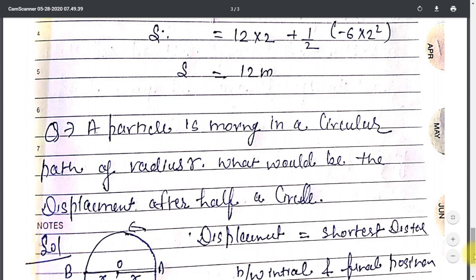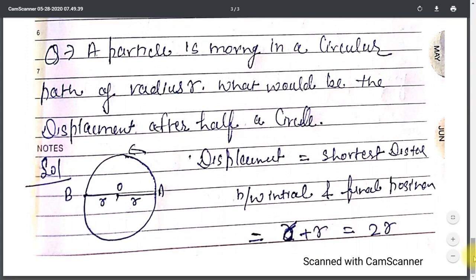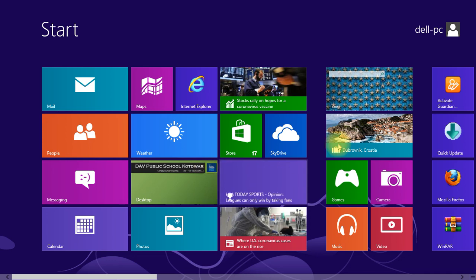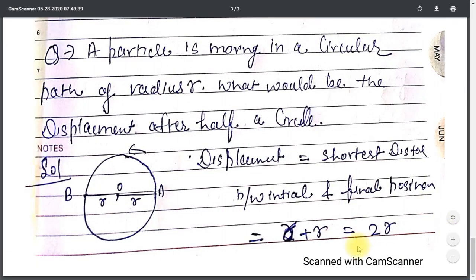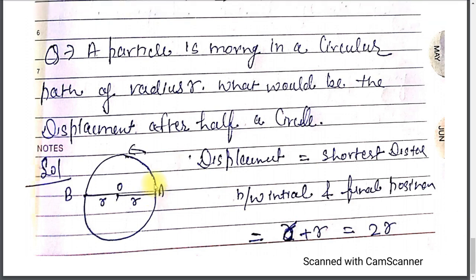If a particle is moving in a uniform circular path of radius r, what would be the displacement after half a circle? That means we have to calculate the value of the displacement after half a circle. So we will move to the diagram. The diagram is given to you, where A is the point where the particle's journey starts, and at the point B the circle is half. So we have to calculate the displacement.